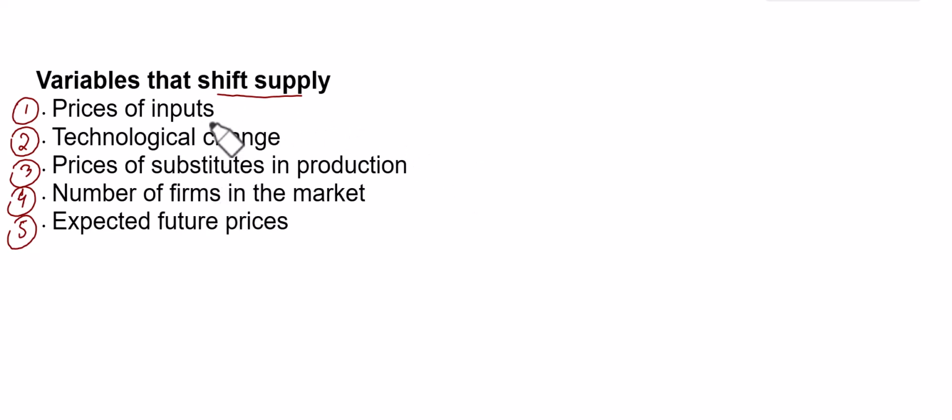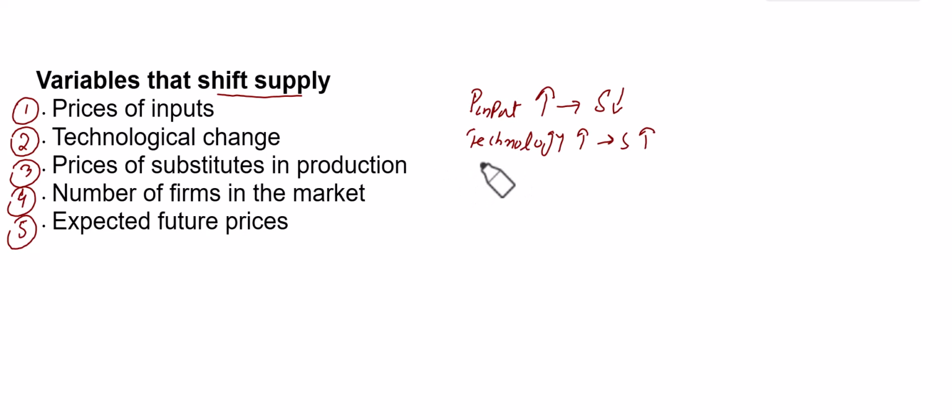First of all, let's discuss prices of inputs. So when the price of inputs increases, the firm will supply less in the market, so supply decreases. Similarly, when there are technological changes, when the firm has new or modern technology for the production of goods, so when there is improvement in technology, there will be more supply in the market. Similarly, when the price of substitute goods decreases, there will be more supply in the market.